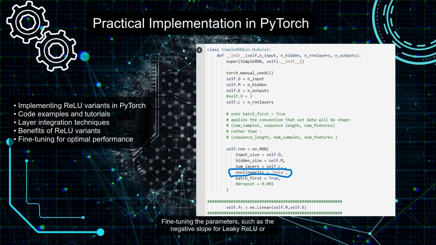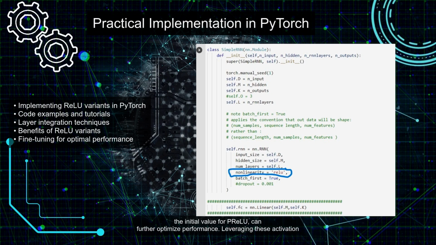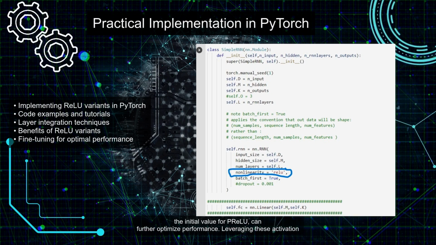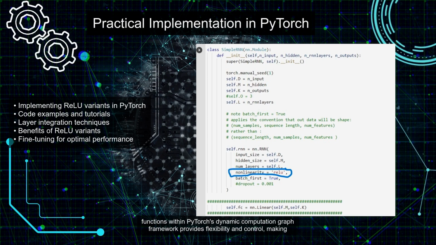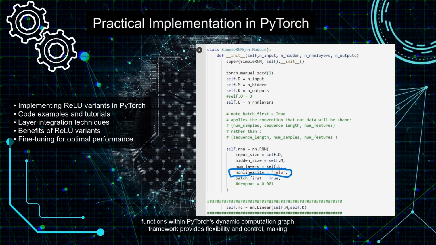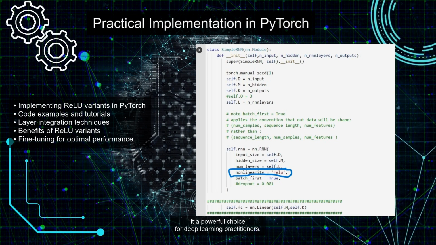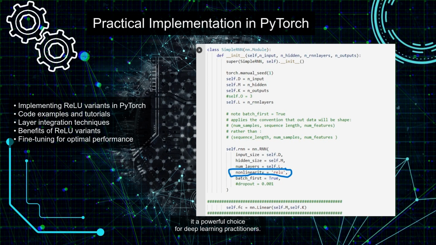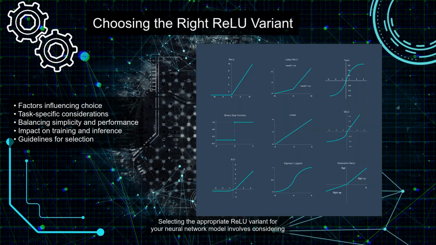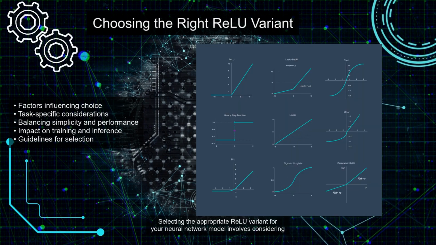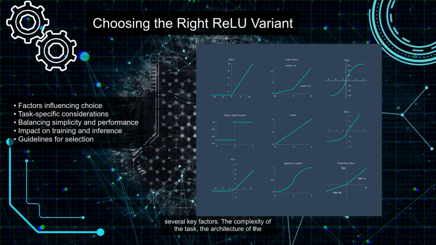Fine-tuning the parameters, such as the negative slope for Leaky ReLU or the initial value for PReLU, can further optimize performance. Leveraging these activation functions within PyTorch's dynamic computation graph framework provides flexibility and control, making it a powerful choice for deep learning practitioners. Selecting the appropriate ReLU variant for your neural network model involves considering several key factors.